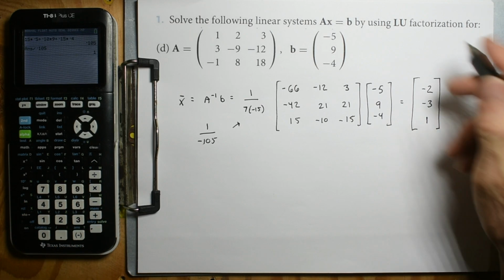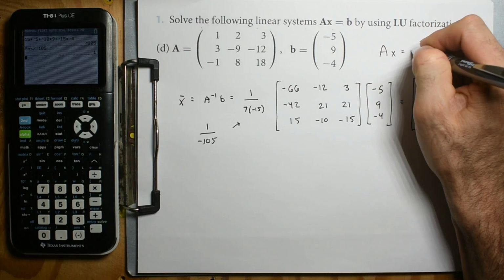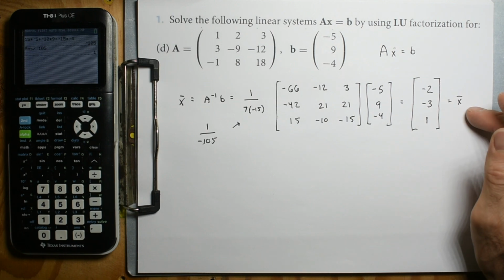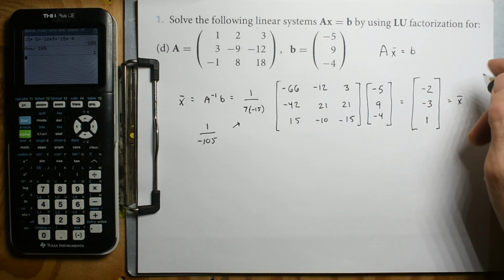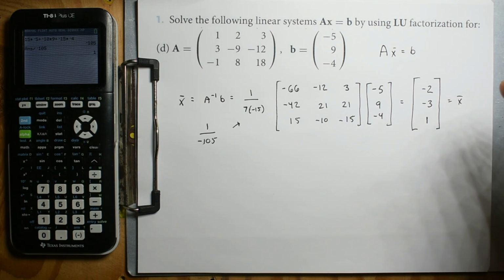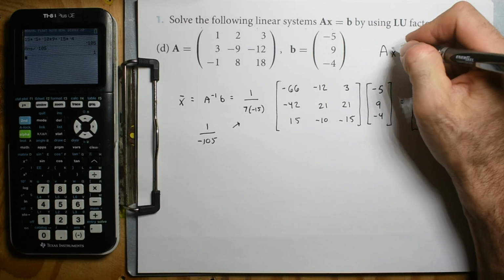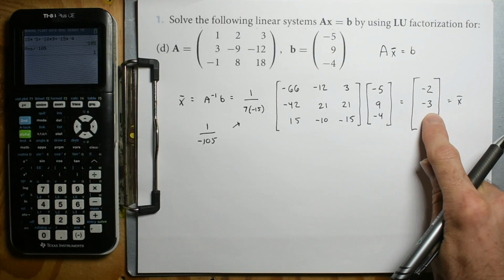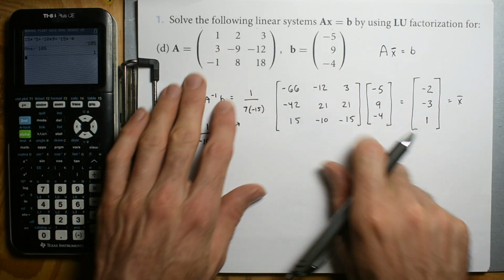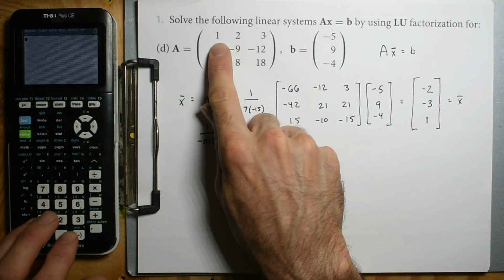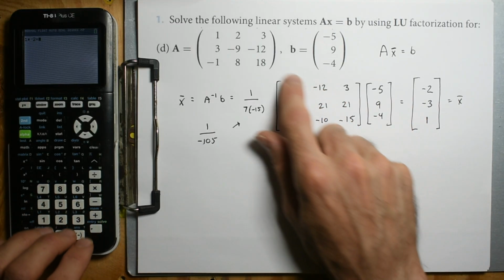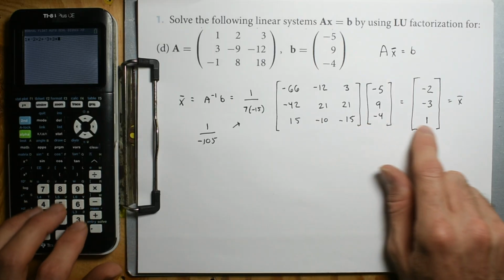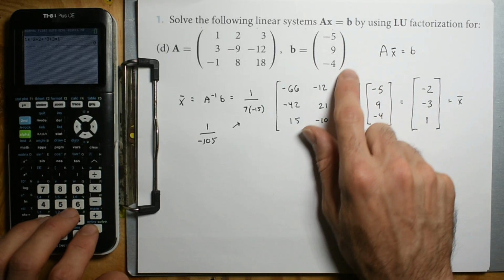How do we check this? Well, we have AX is equal to B. We just found X. This is our vector of unknowns, our vector of solutions. And so when we take A times this, we should get that. So let's do that. We have 1 times negative 2 plus 2 times negative 3 plus 3 times 1. Cool.